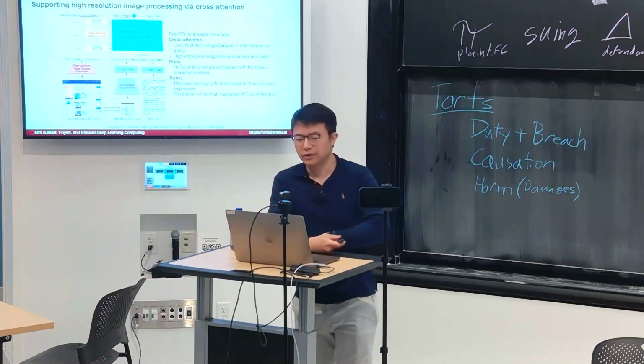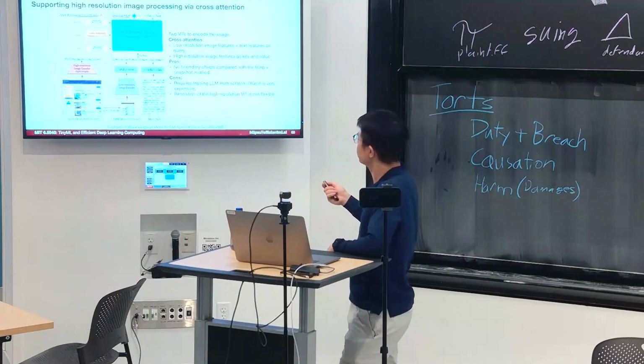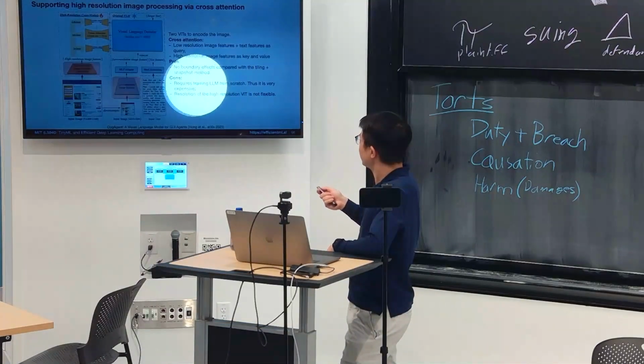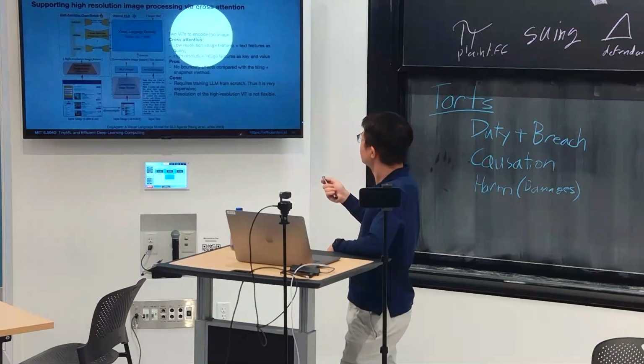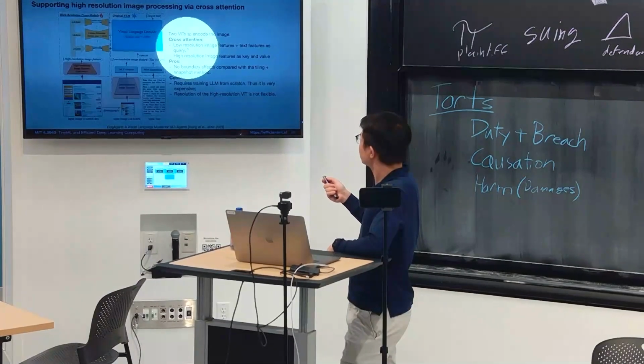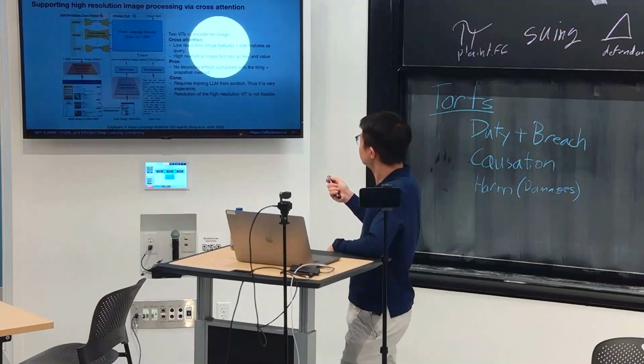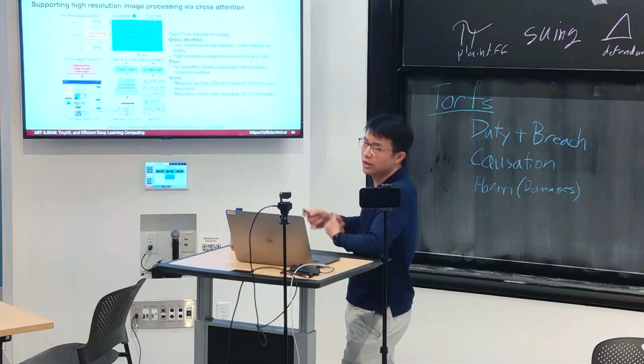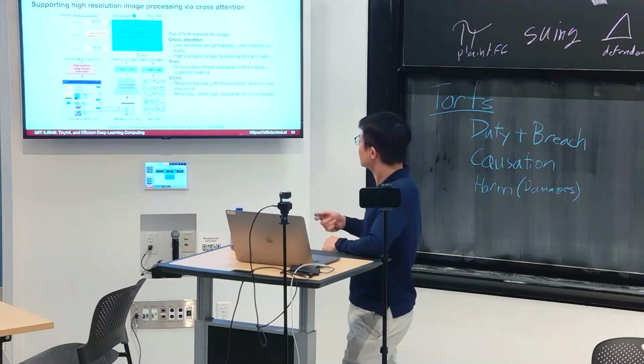Another way to support high resolution image processing is using the cross-attention method in the CogAgent paper. Cross-attention basically says you have low resolution image features and text features as query, and use the high resolution image features as key and value, and use cross-attention to process them together.